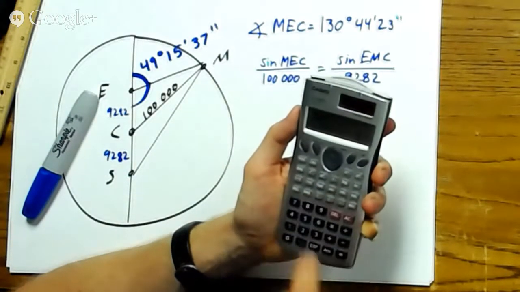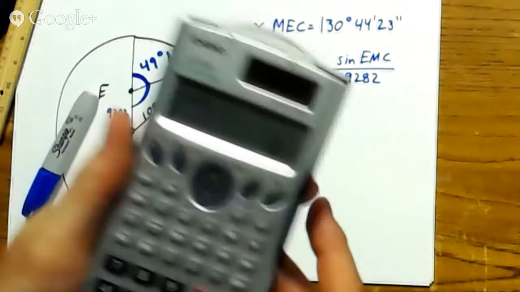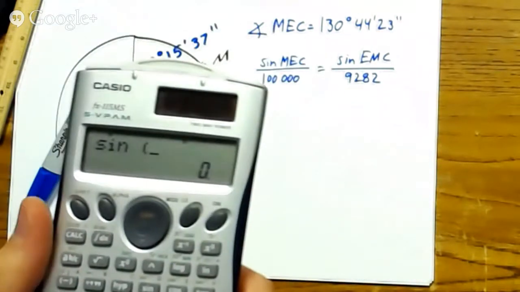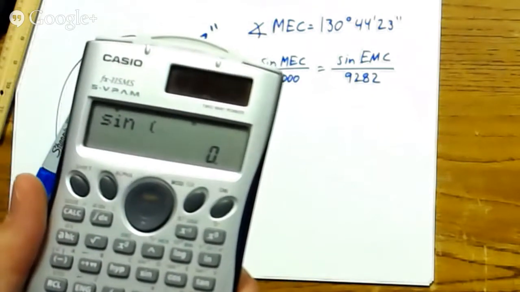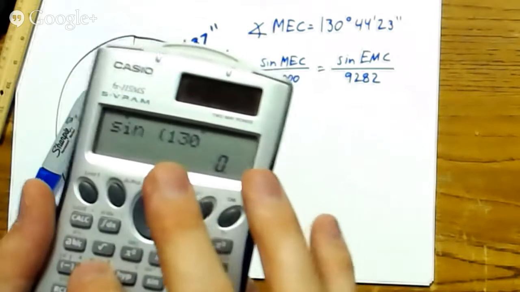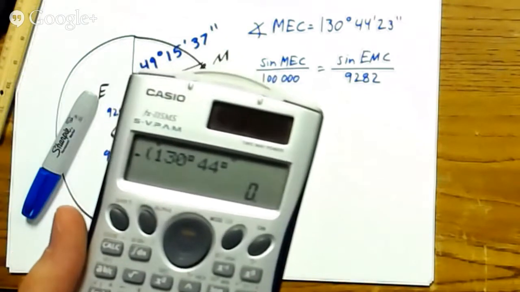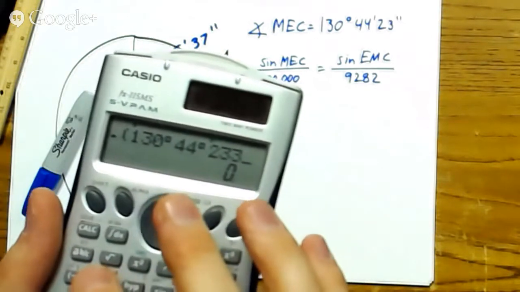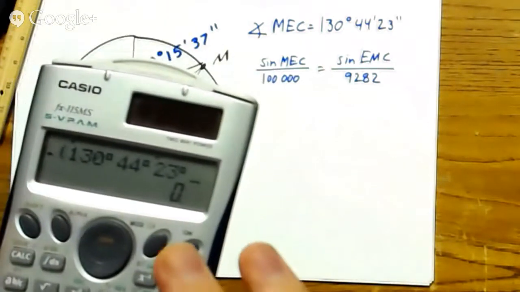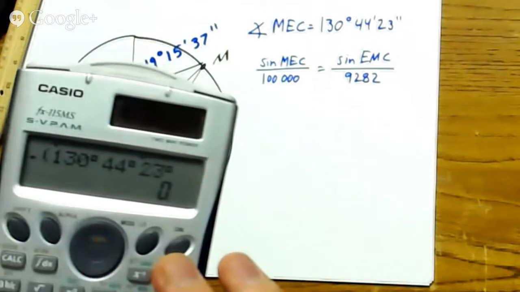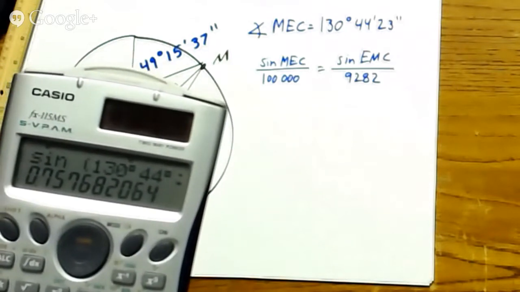I forgot my page, which I did all my work on. This is a great calculator. You can get these calculators, they're not much money, but they're so handy because you can type 130 degrees, 44 minutes, 23 seconds. I know it looks like a degree sign each time, but it knows you mean minutes and seconds. And it's so convenient.